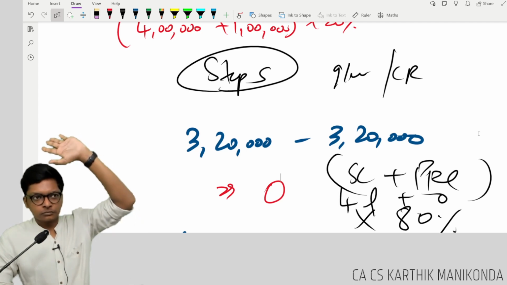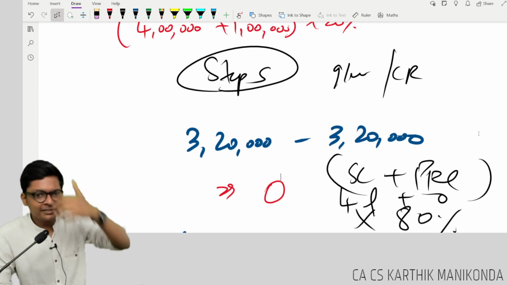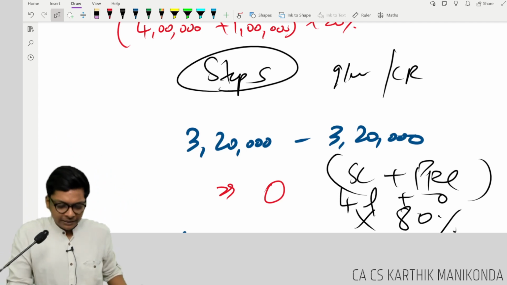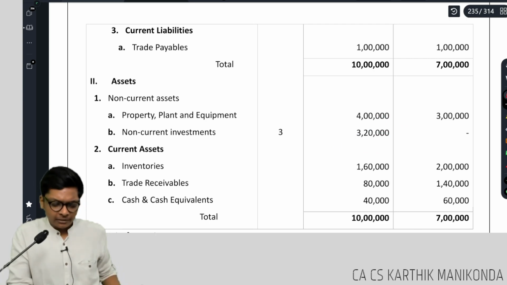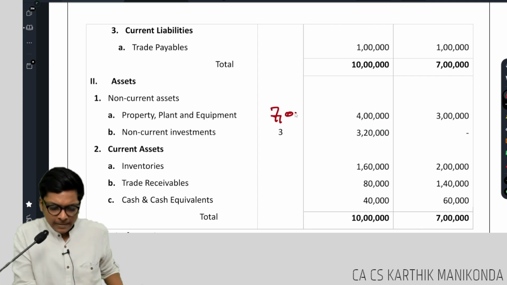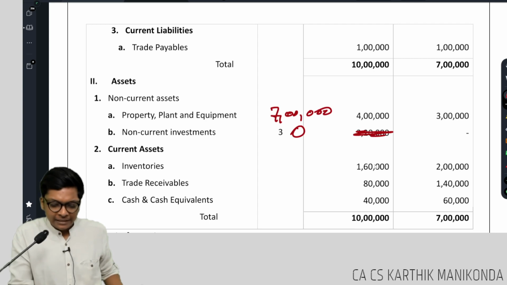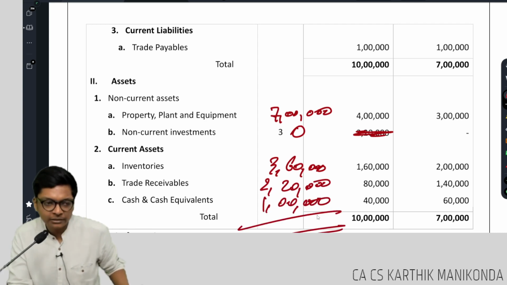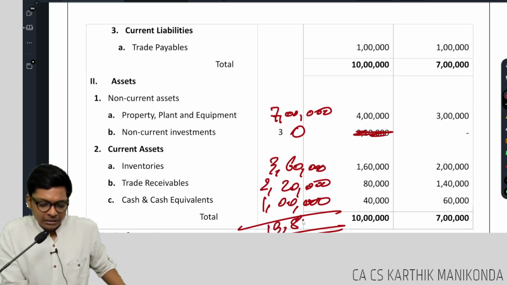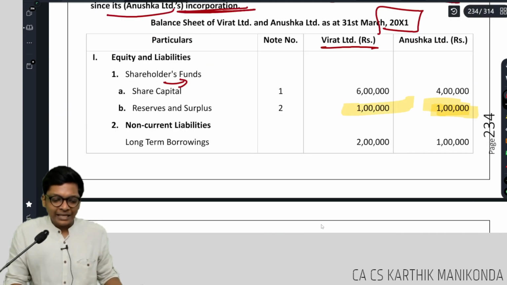Then who all finished? Tallied? Half the class has finished, guys. Others, let me start doing it in the balance sheet over here. Let me finish the asset side. Generally, the asset side in consolidation is a little easier. Here, PP is 7 lakhs, this will be 0, this will not come. Inventory, add both: 3 lakh 60. Trade receivables, add both: 2 lakh 20. Cash, add both: 1 lakh. What's the balance sheet total, guys? 13 lakh 80,000.